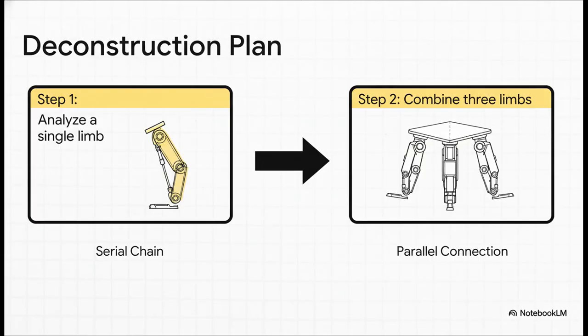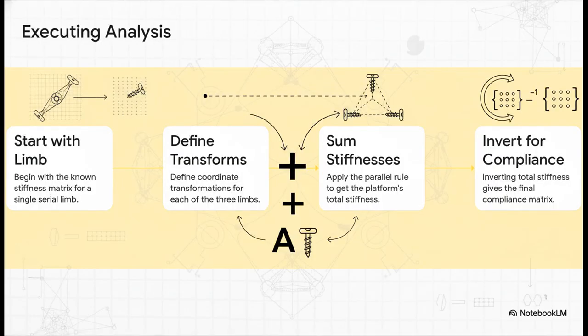Well, the way forward is to just deconstruct it using the rules we just learned. It's a 2-step plan. First, we tackle the serial part, we'll analyze just a single limb, then we tackle the parallel part by combining 3 of those limbs to understand the whole platform. Simple as that. And here's how we execute that plan step by step.